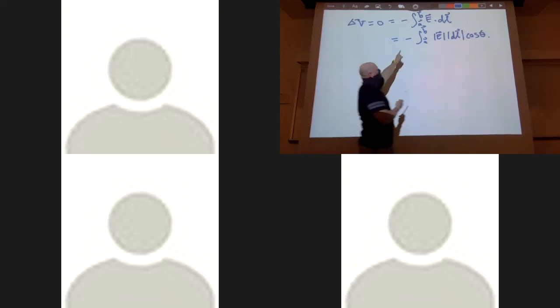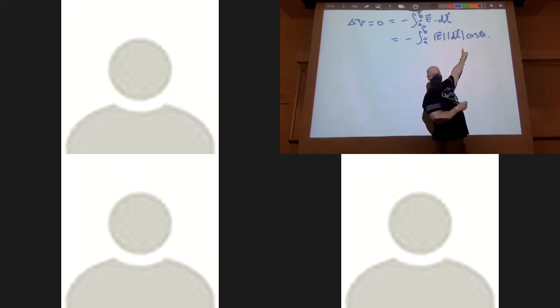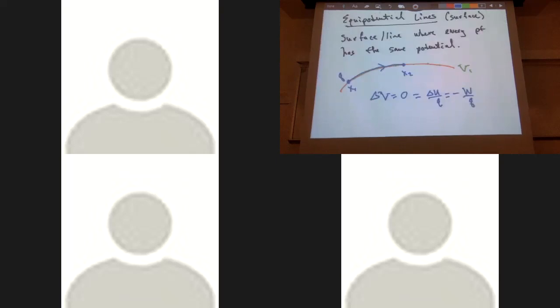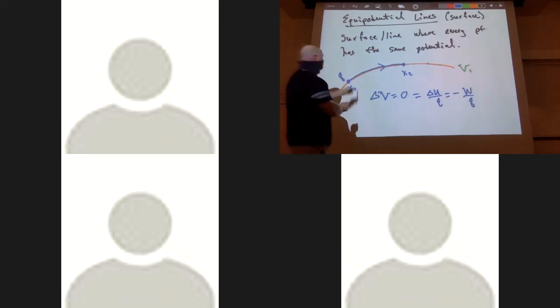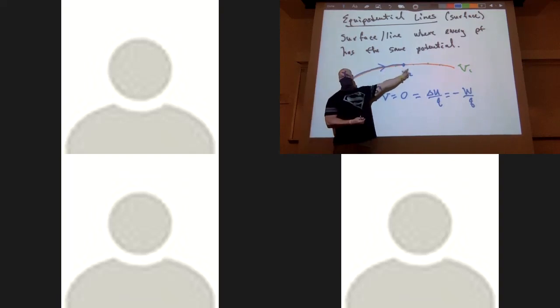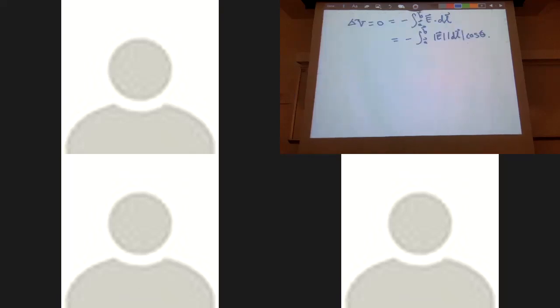Well, let's talk about this. For this to be 0, either the electric field has to be 0, dl has to be equal to 0, or cosine of theta has to be equal to 0. First off, can the electric field be equal to 0? No, if I have an equipotential line, I have to have an electric field. So in general, I have an electric field pointing somewhere in this figure. Is dl equal to 0? Well, no, I moved it from here to here. So dl can't be 0. So the only thing that could be equal to 0 in general is the cosine of the angle.